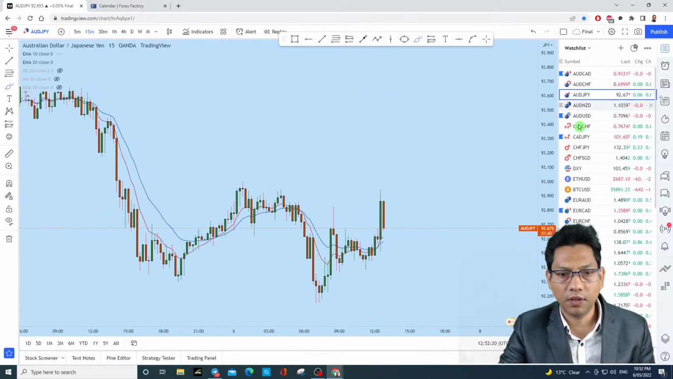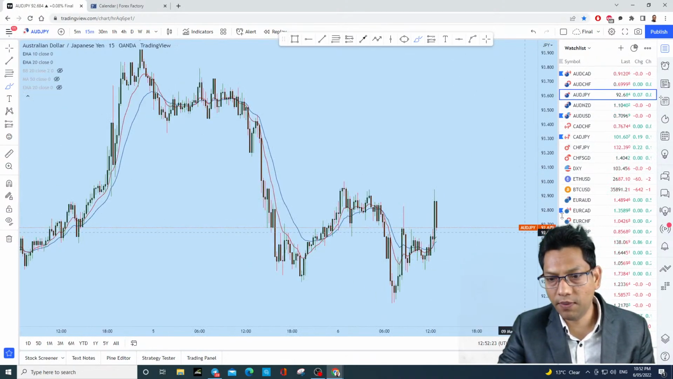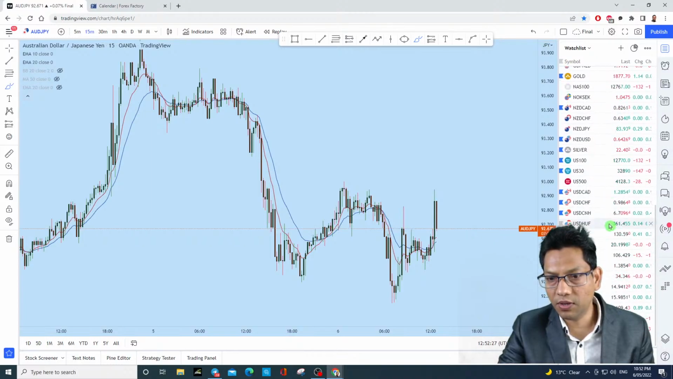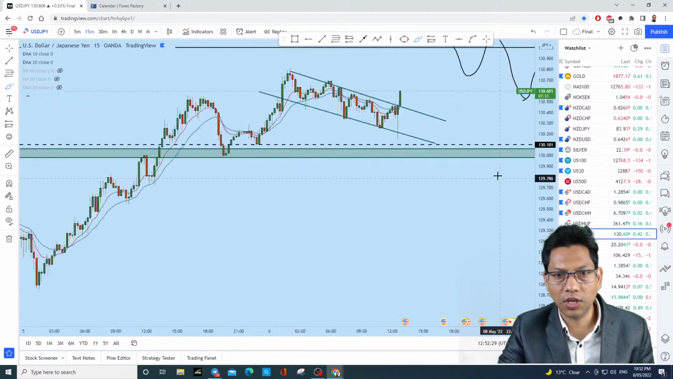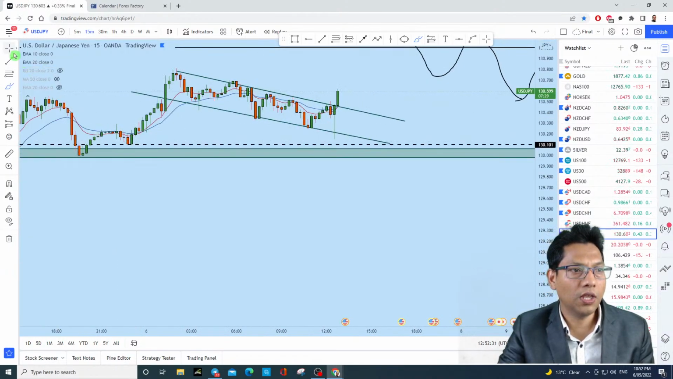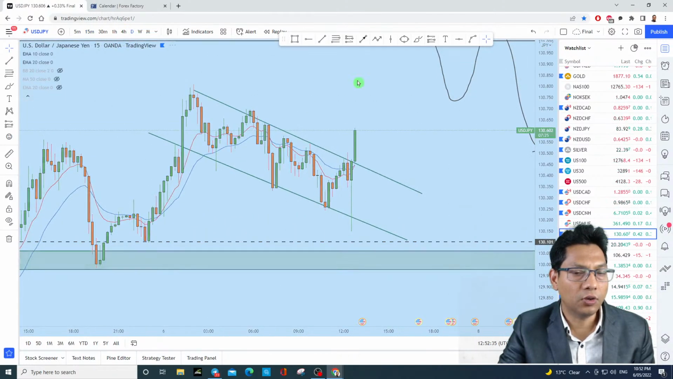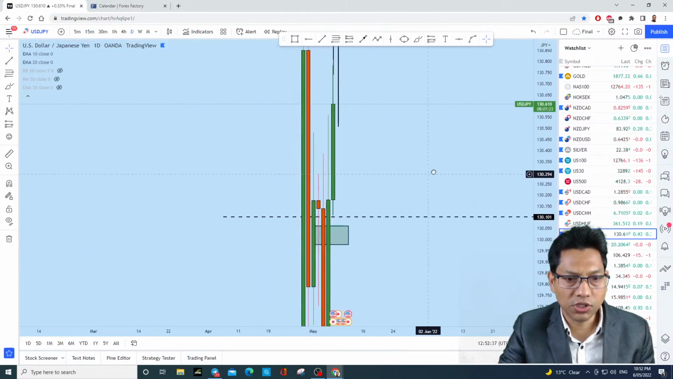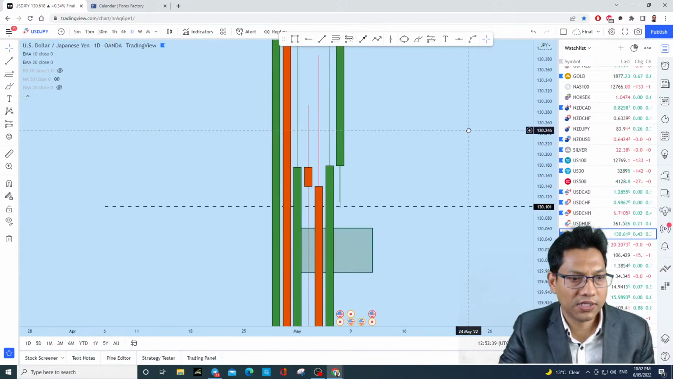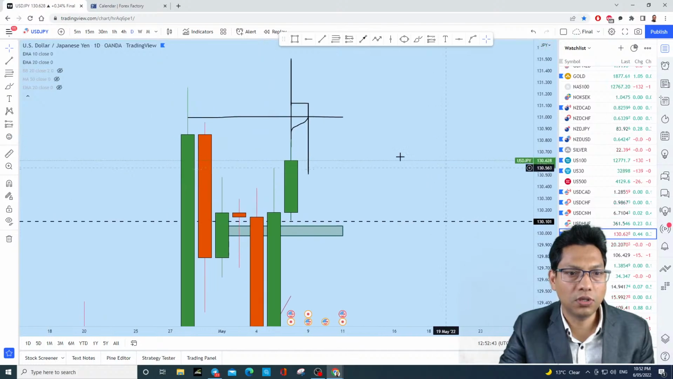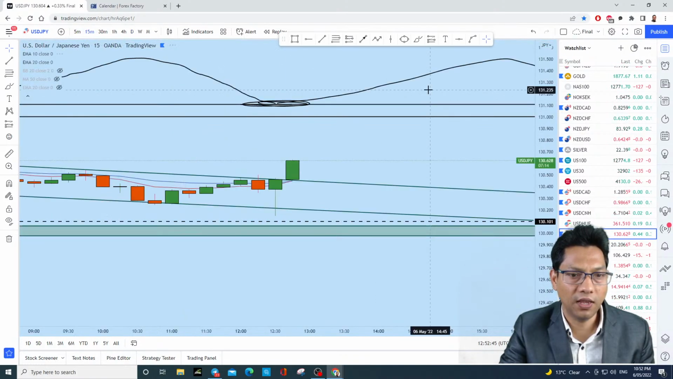Okay, Aussie yen went above, now coming down. So let's see what's happening with USDJPY. USDJPY is strongly pushing up. It's a bullish market. It broke the daily's low. You see exactly where I told the price came, broke it, and then it started to push up. Now a good place for buying dollar yen.